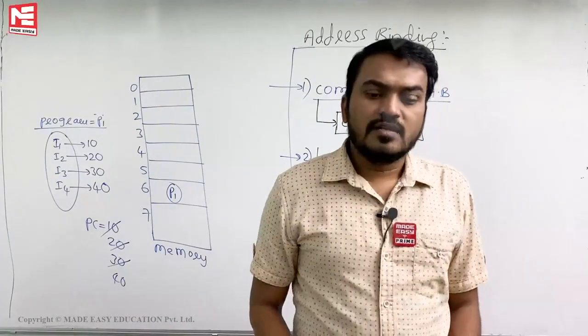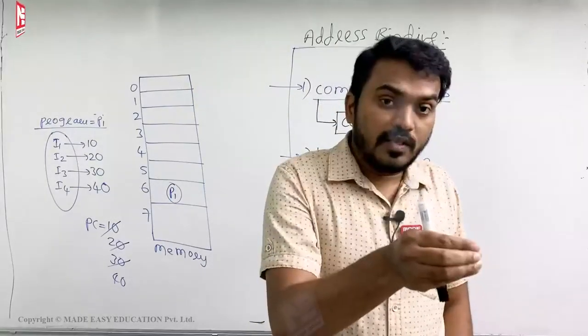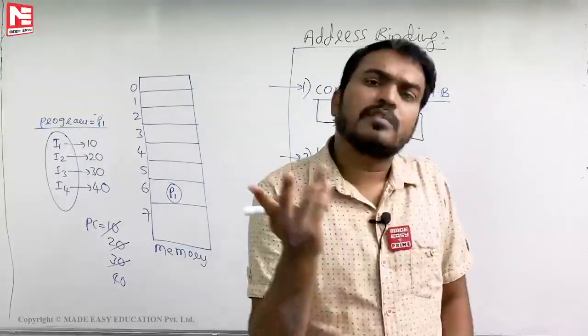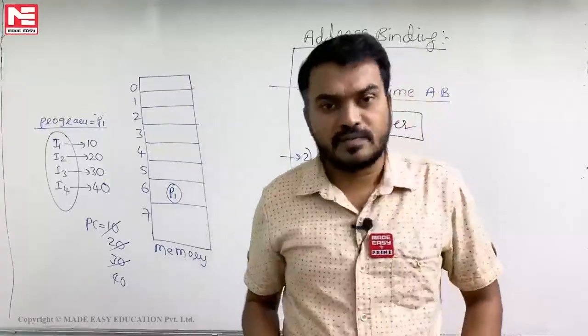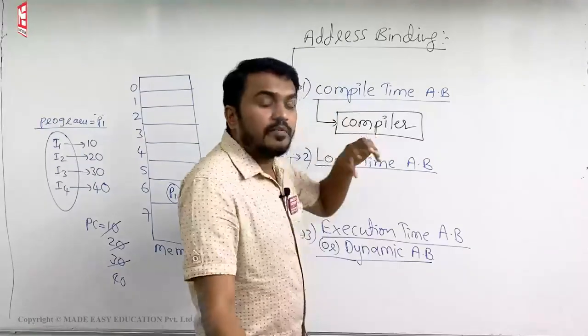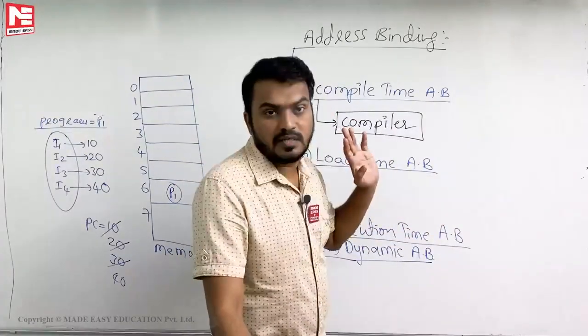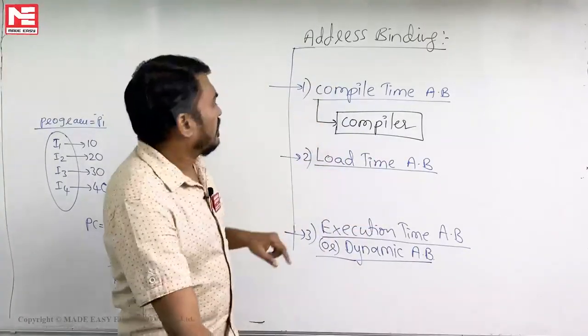Is that clear? So the compiler will interact with the operating system memory manager about where the program will be loaded into memory, and it will come to know. Accordingly it will perform the address binding. So I am repeating: this type of address binding will be done before loading the program into memory. Who will do that? The compiler will do that. So that is the compile time address binding.